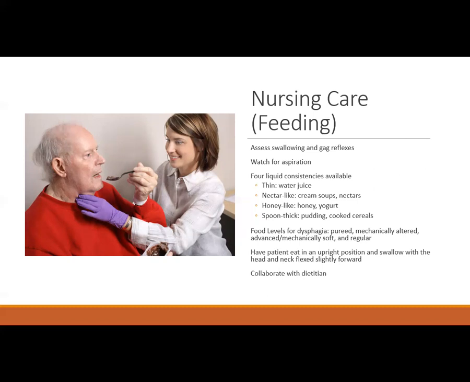Food levels of dysphagia are things like pureed, mechanical altered, advanced, mechanical soft, and regular. And you want the patient to sit in an upright position and swallow with the head and neck flexed slightly forward. I'll demonstrate it in class, but it's basically like putting your chin to your chest, and it closes that space for them to actually swallow. So when they swallow, there's less resistance.